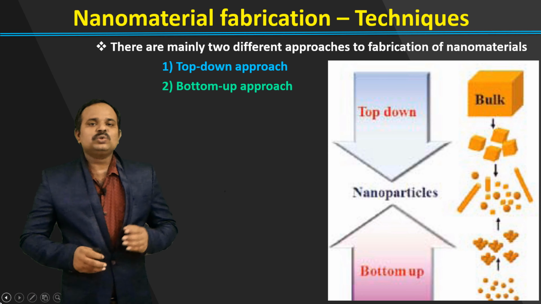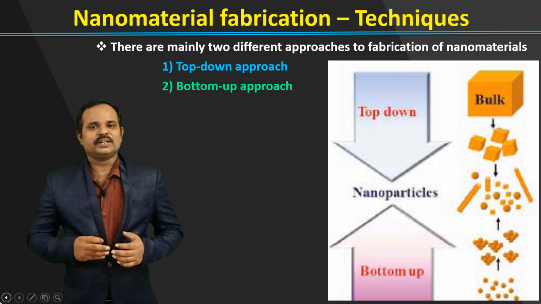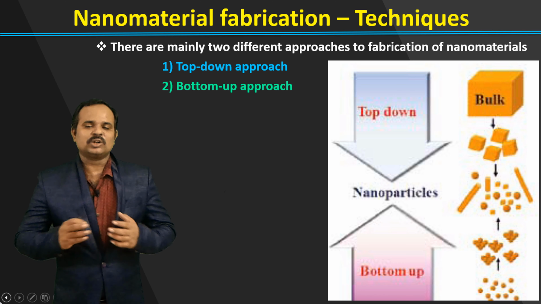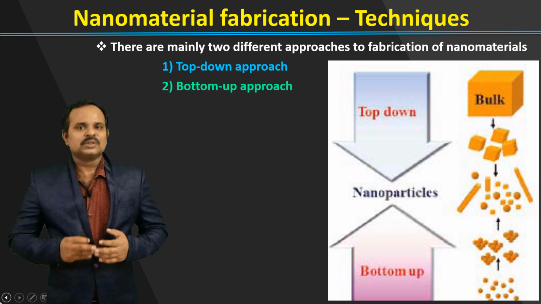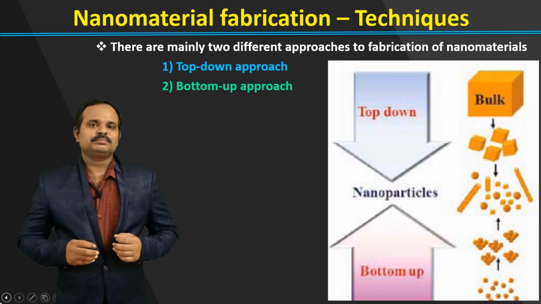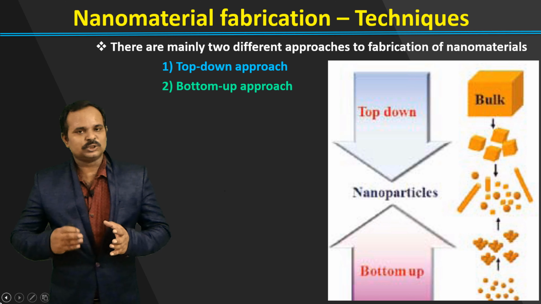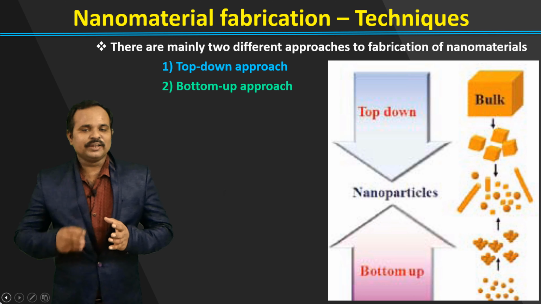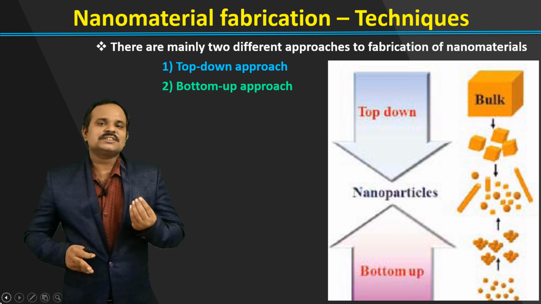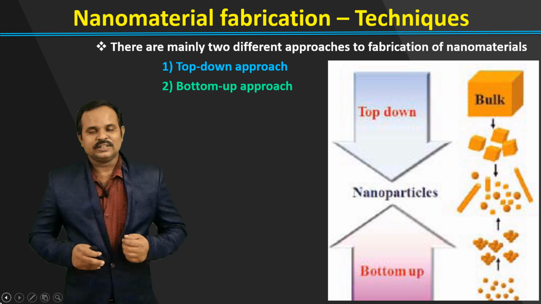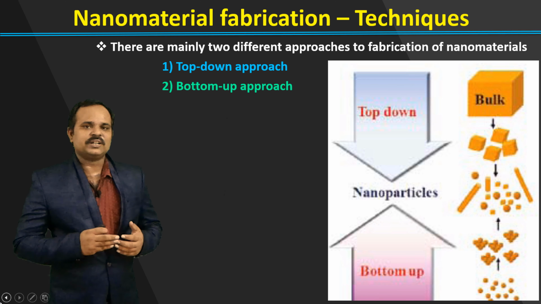Now the question is how to make these nanomaterials. There are two ways to make the nanomaterials. The first approach is the top-down approach and the second approach is the bottom-up approach. The top-down approach means we take a chunk of bulk material and cut it into pieces, and we take all these pieces again, cut them into pieces, and so on. We chop this until the particle dimensions are of the order of 1 to 100 nanometers. In this way, we can take a bulk material and transform it into a nanomaterial.